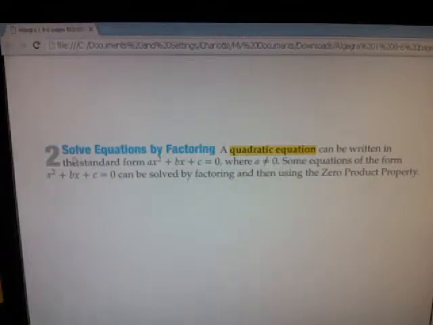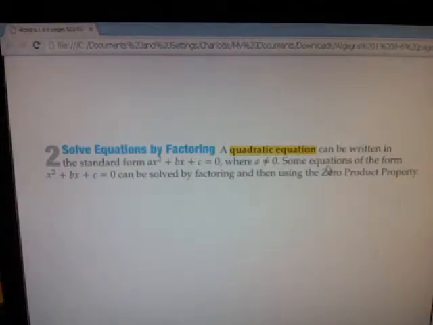Today we are going to be talking about solving equations by factoring. A quadratic equation can be written in the standard form ax squared plus bx plus c equals 0, where a is not equal to 0. Some equations of the form x squared plus bx plus c equals 0 can be solved by factoring and then using the zero product property. Now notice it said some equations.